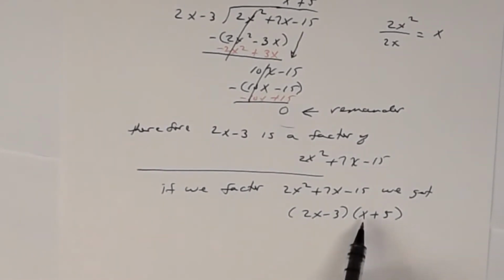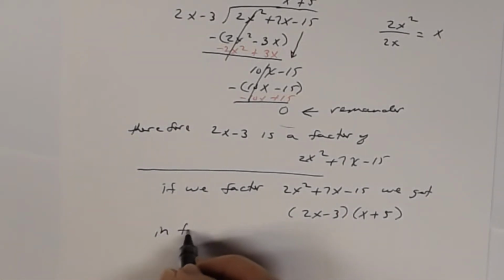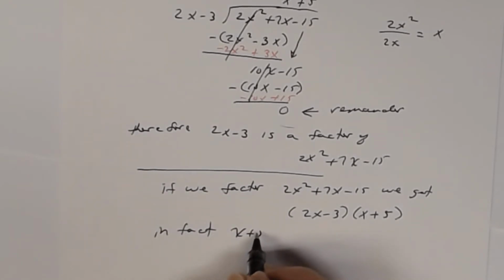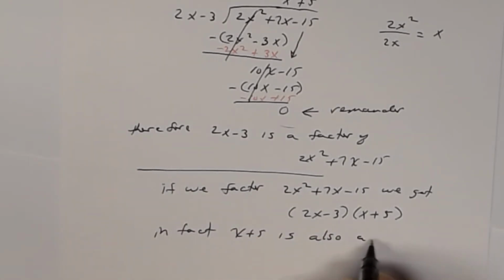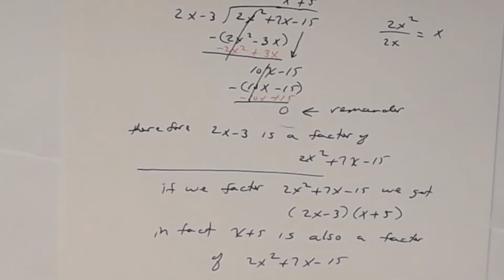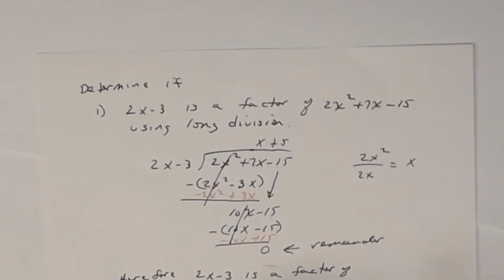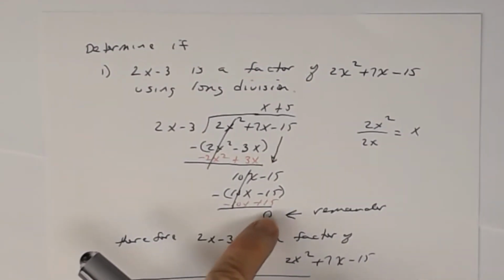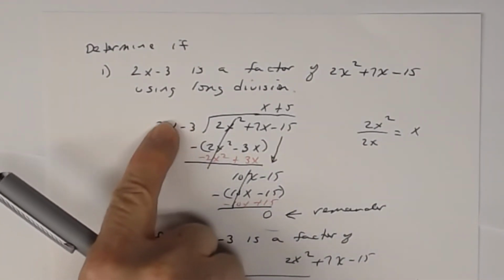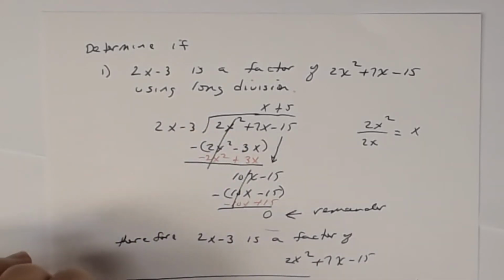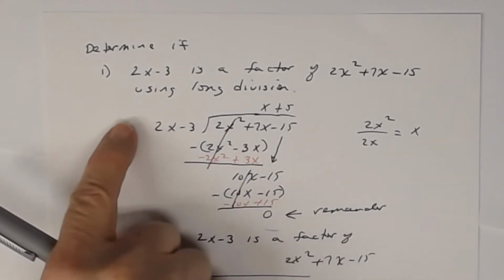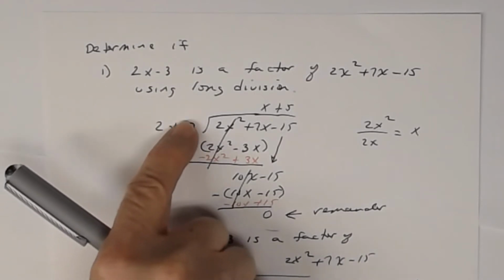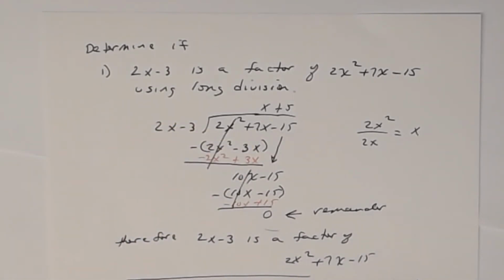In fact, x plus 5 is also a factor of this, isn't it? So in fact, x plus 5 is also a factor of 2x squared plus 7x minus 15. Okay? So basically, whenever you're given the situation, use long division. If you get a remainder of 0, then your divisor is a factor of your dividend. If it's not a remainder of 0, then your divisor is not a factor of the dividend.